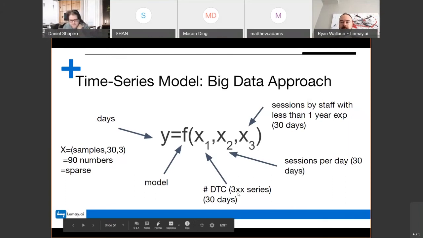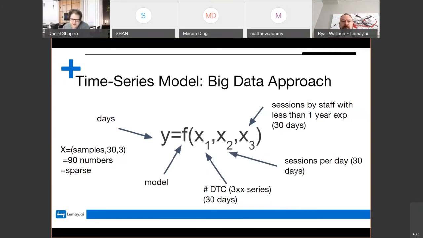Let's say this feature is the diagnostic trouble codes over the past 30 days. And each spot is, on that day, how many were there. Then you have how many sessions were delivered that day, and then how many sessions were delivered by staff with less than 1 year of experience on that day. So if you can imagine, there are 90 numbers that you're using to make a prediction. So consider that this is what I would call the big data approach. There's another way to do this.